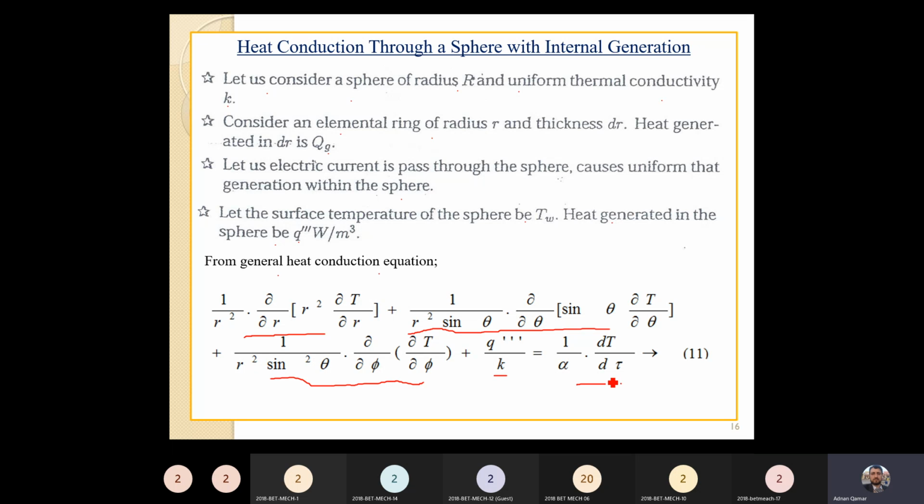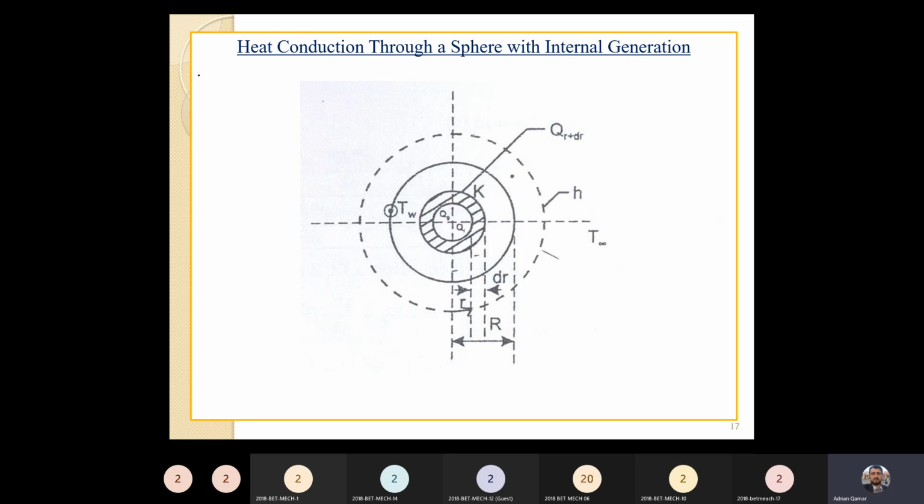So because heat is only flowing in one direction, this term would be 0, this term would be 0, and because of internal heat generation, this will remain here. And if we consider a steady state, this would also become 0. So equation 11 would become in this manner. Okay, let me show you on the next slide.